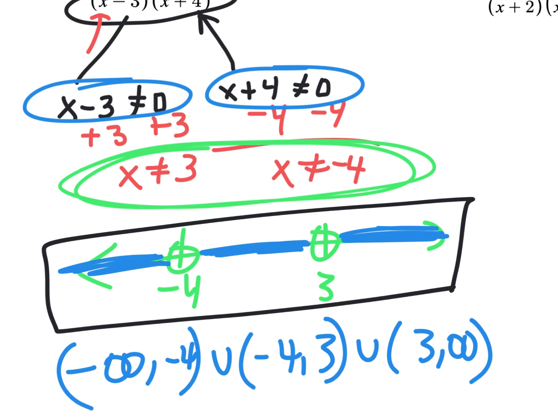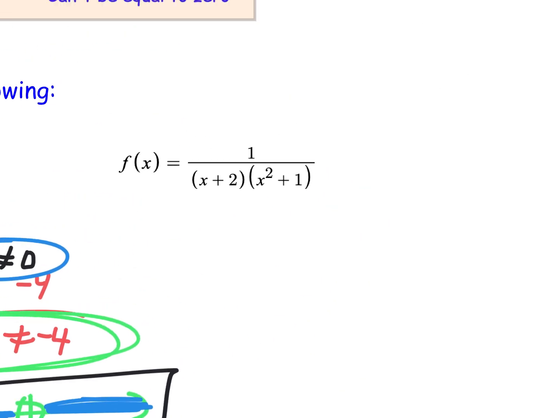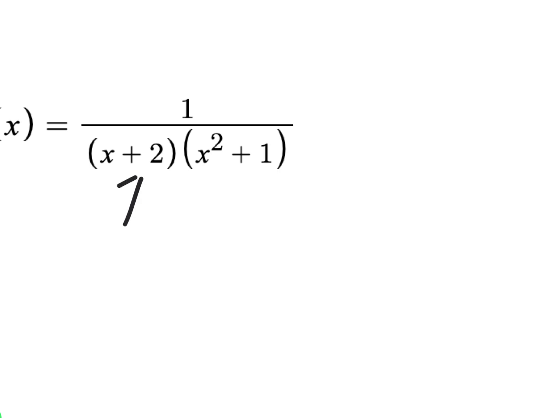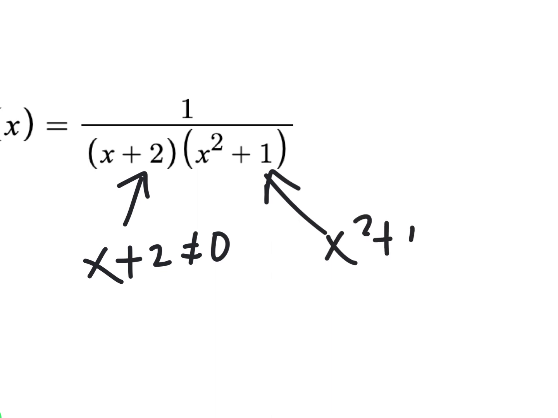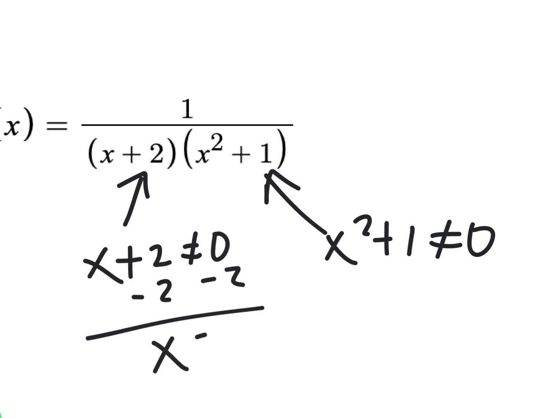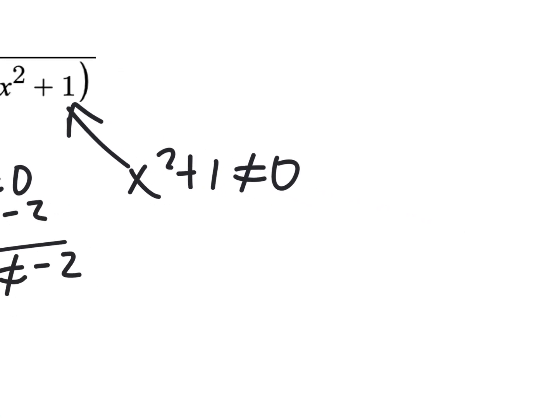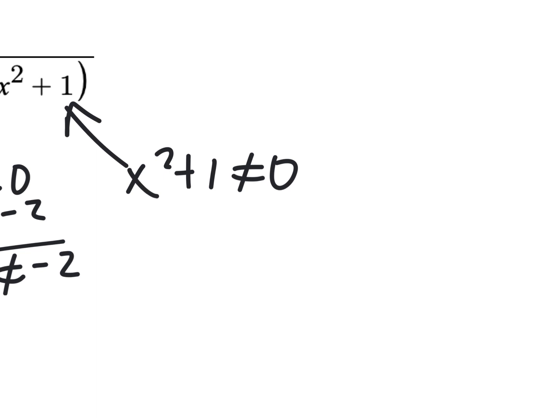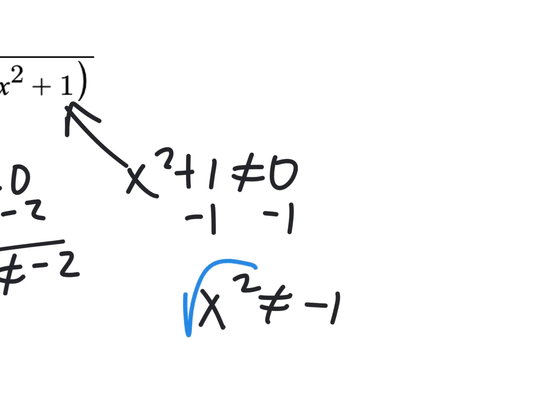There, you made it. All I got to do is take these and say x plus 2 cannot equal 0, and x squared plus 1 cannot equal 0, and solve those equations. X cannot equal negative 2. And this one's weird, because when I subtract 1, I get x squared cannot equal negative 1. Square root.